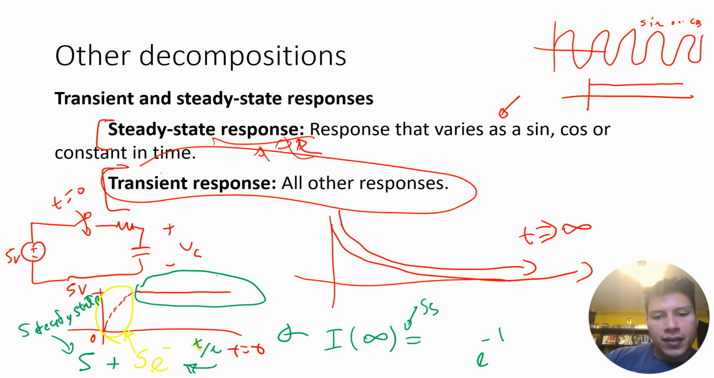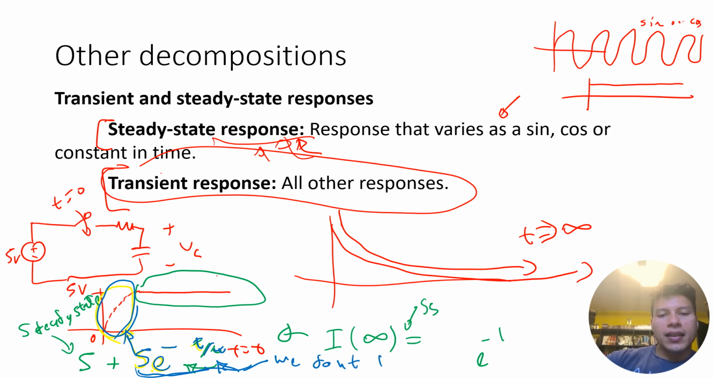Sorry. Here, let me use a different color. I'm not going to be mean. This is what we would call the transient response. In engineering, we don't like this. We don't like this.